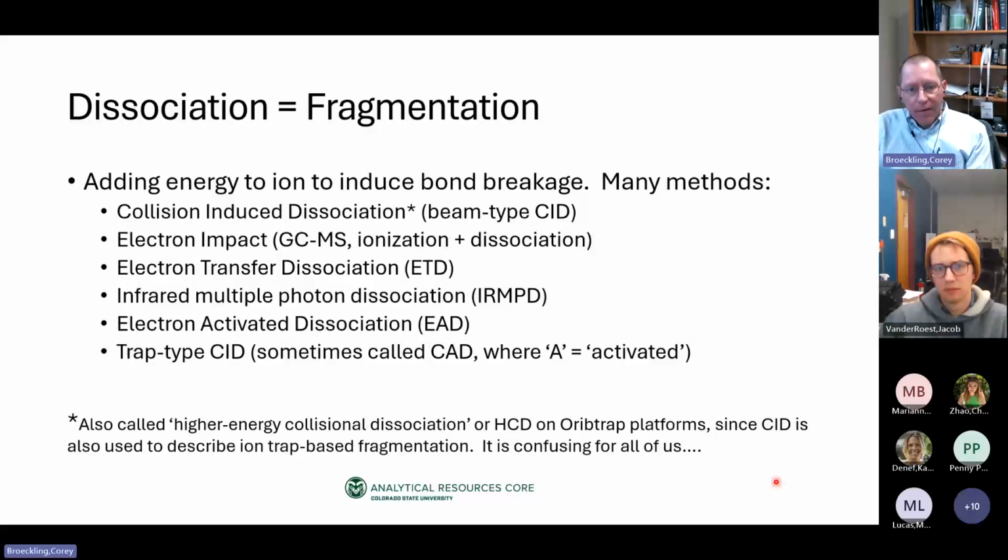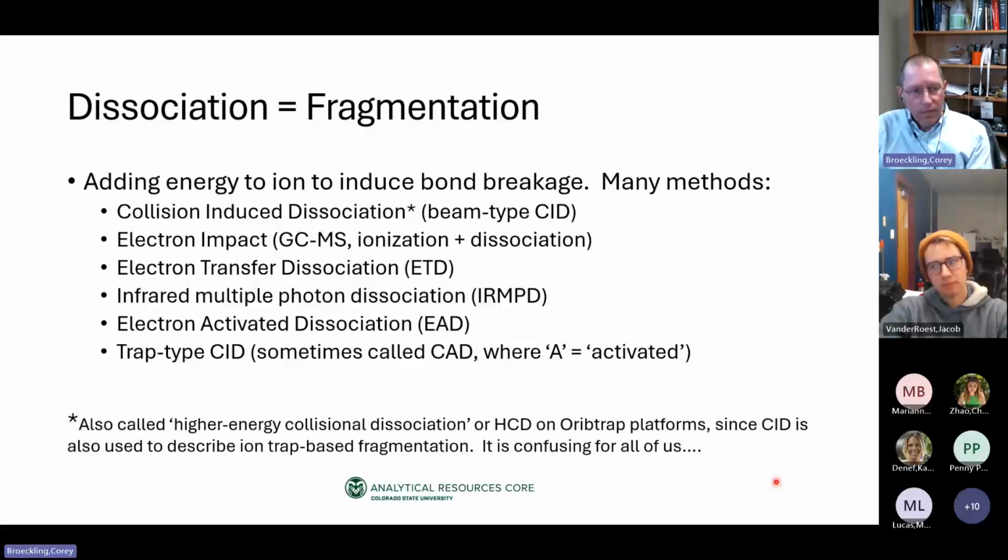The next step after our isolation event is dissociation or fragmentation. That is the process of taking that precursor molecule and breaking it into smaller fragment substructures, which generate fragment ions of different mass. They all have a common theme. You're in some way, shape, or form adding energy to an ion to induce bond breakage. There are many methods, and we'll talk a little bit about a few of these.